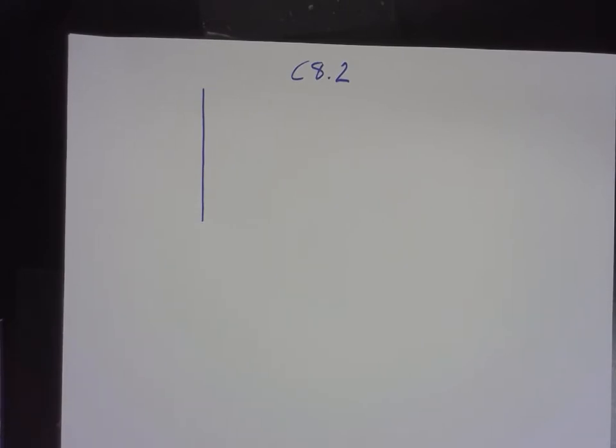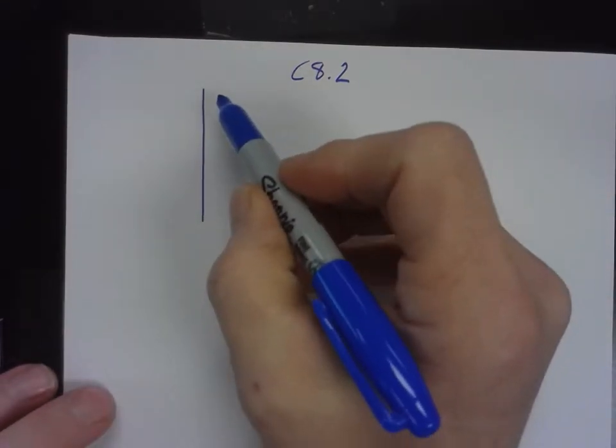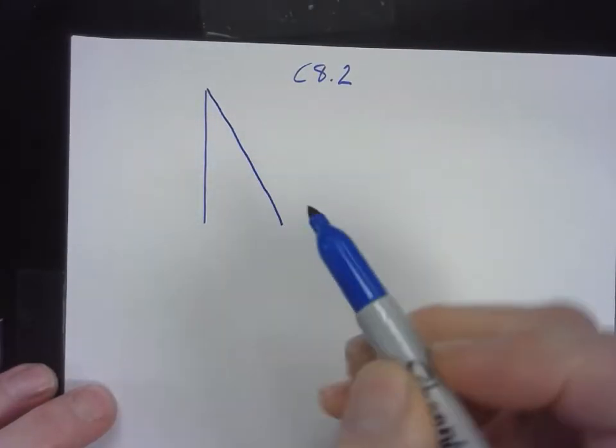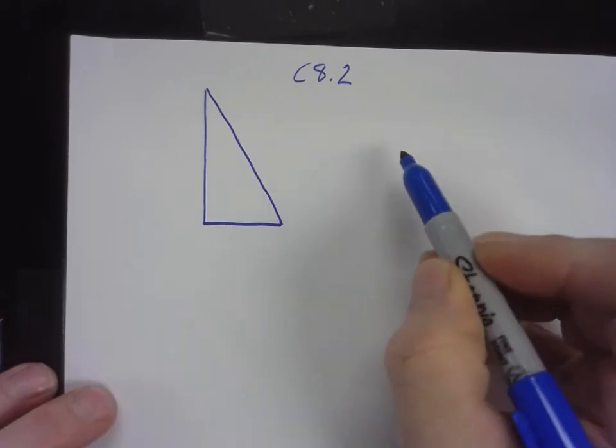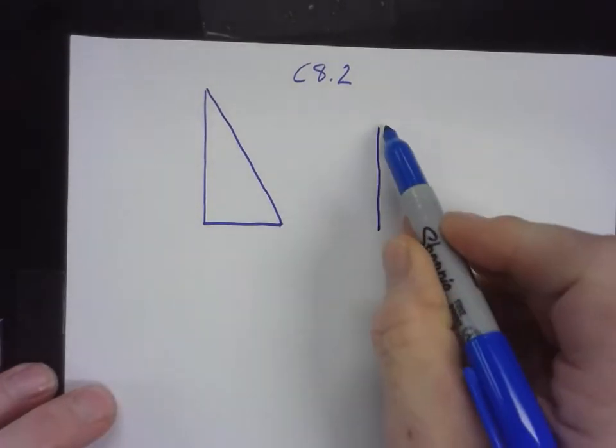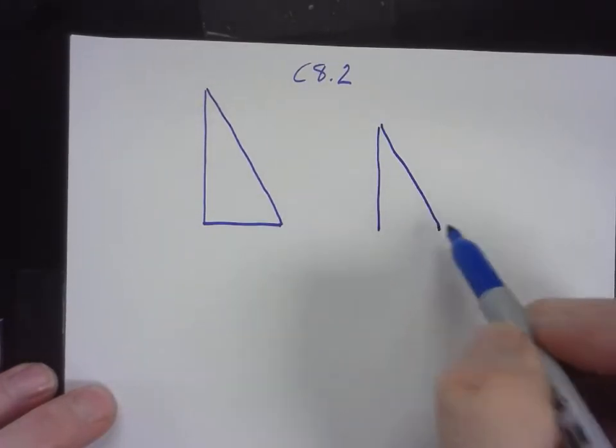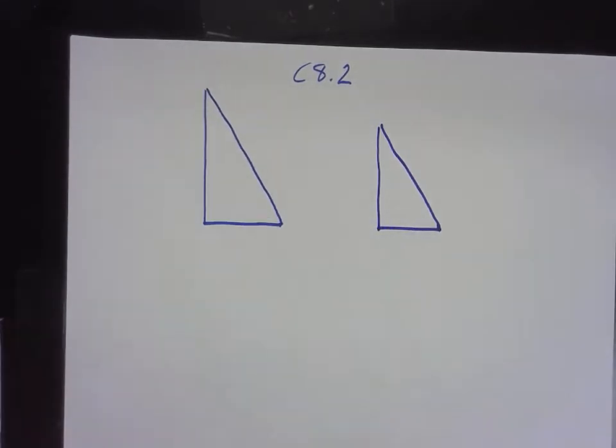Okay, so today we're going to talk about how we know if two triangles are similar. So we're going to begin with that. So I'll draw a couple triangles here for you. Okay, let's start.